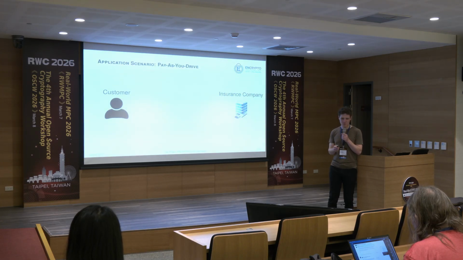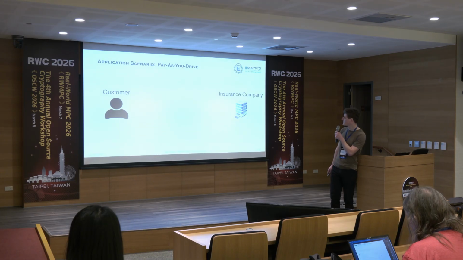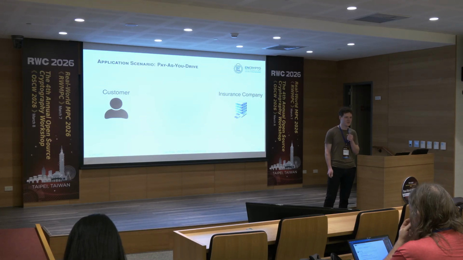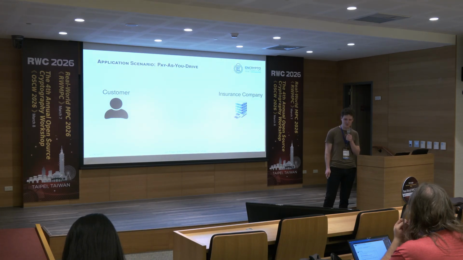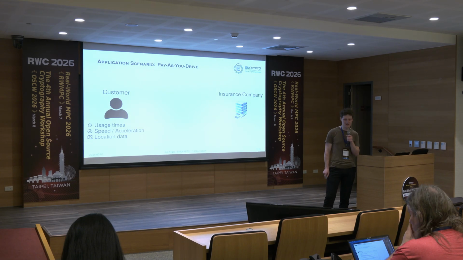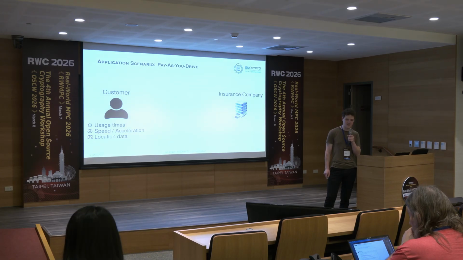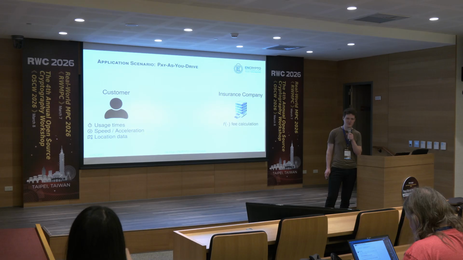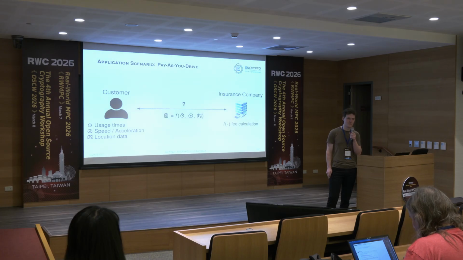So I want to start with pay-as-you-drive dynamic car insurance fees. In this scenario, we have an insurance company that offers dynamic insurance fees to its customers, where the customers install some sensor box in their cars, measuring when and how long the car was used, the speed and acceleration data, as well as some location data where the car is used. And the insurance company, on the other hand, holds a function which can be used to calculate the dynamic fee for each customer individually. Now the question is, what do they do in order to get the amount of money the customer needs to pay?